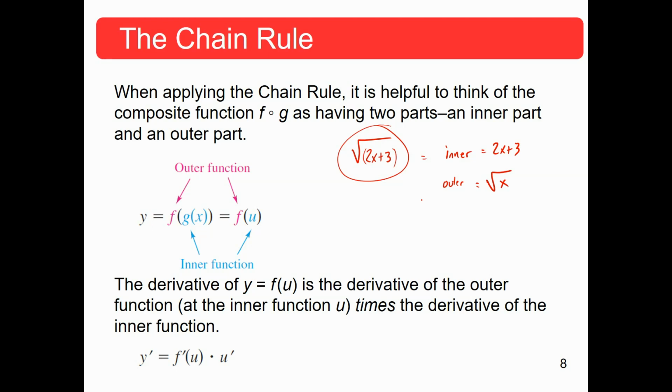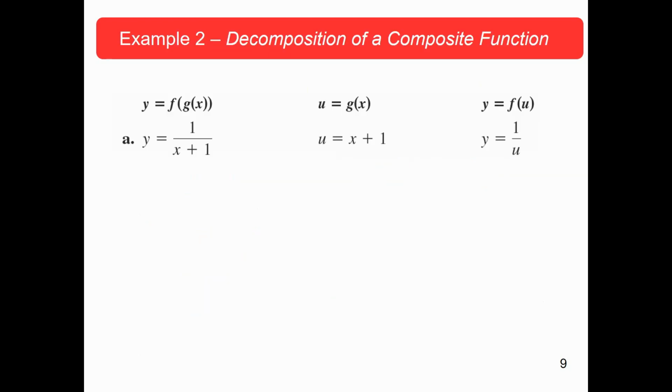So it's really important that you be able to understand which part is the inner function, which part is the outer function. So let's look at a couple of examples and see if we can figure out how to decompose them. So here's our y. What's g? What's the inner function? Well, I could write the x plus 1 in parentheses, leaves me with 1 over, in this case, we're going to call it u. So if I take the x plus 1 out and make it u, then 1 over u is my outer function.